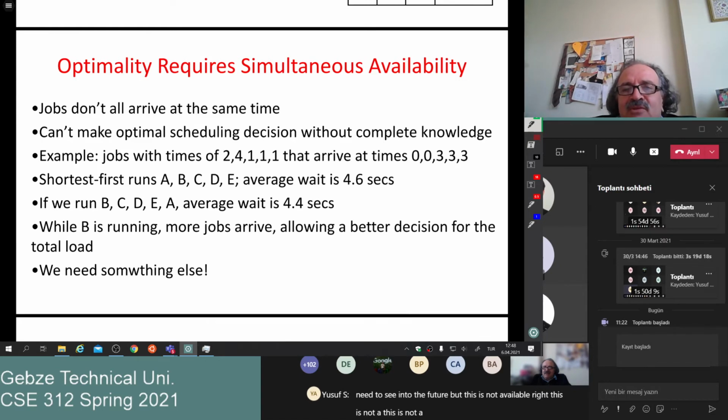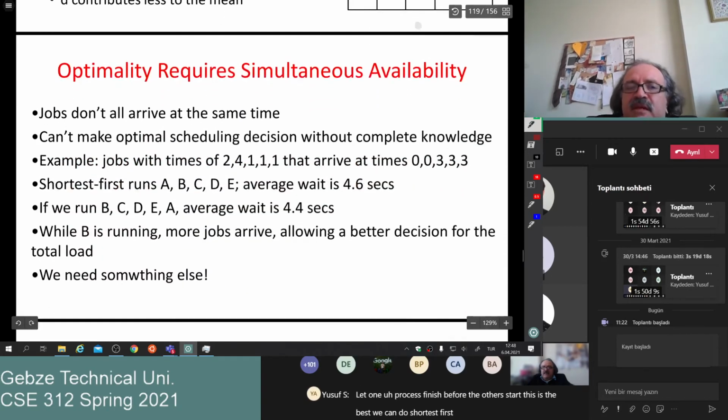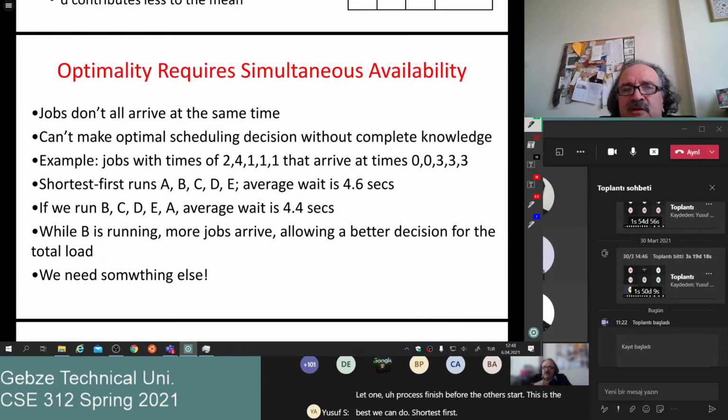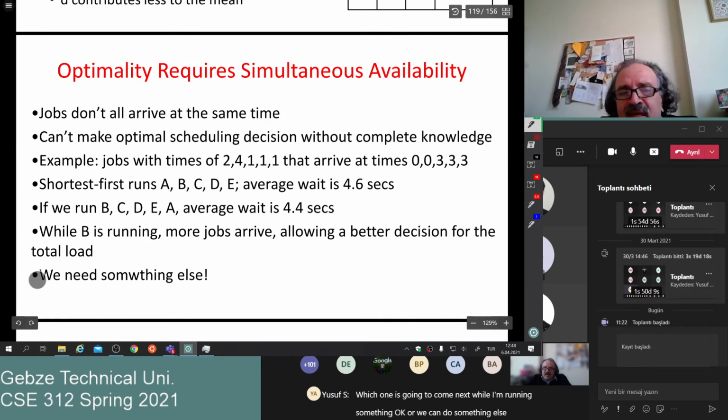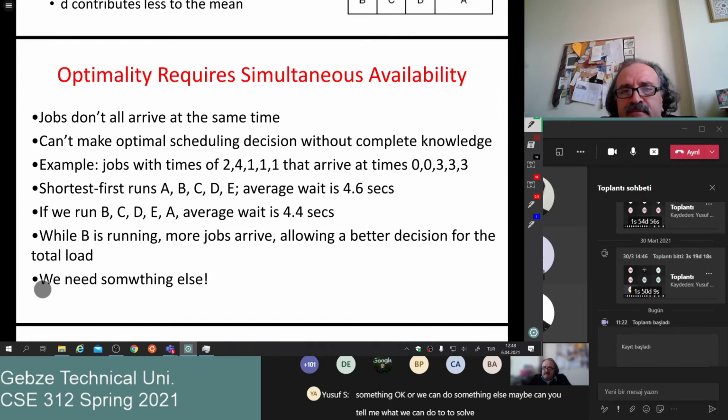So if you are doing pure batch processing, let one process finish before the others start. This is the best we can do, shortest first. I don't know which one is going to come next while I am running something. Or we can do something else. Maybe can you tell me what we can do to solve this problem?